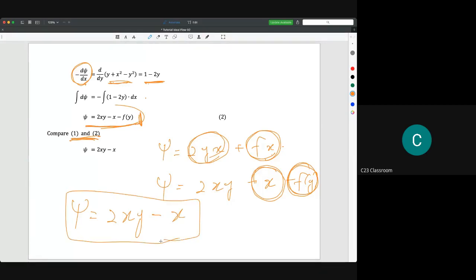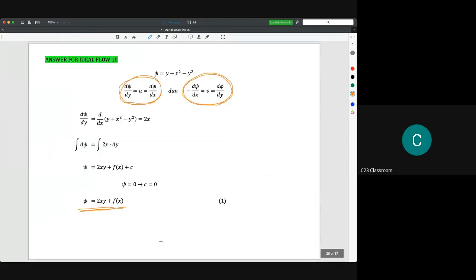This is another method, a little bit faster, but if you don't have any confidence using this method, you could do the derivation starting from this term. Because we are using this one, it is good for you to do the derivation in terms of this. So you start here with d psi over dx, which is equal to negative v, and also equal to negative d phi over dy. I hope you could try this at home.